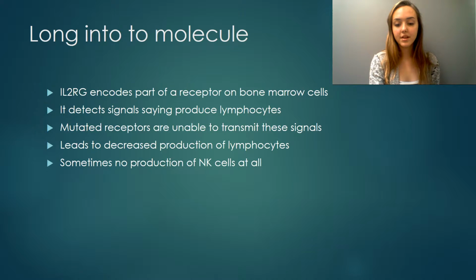Mutations that prevent enzymes from bonding to it or don't allow it to function otherwise will eventually lead to a decreased amount of T and B cells. It also often leads to no production of NK cells at all, which is harmful to the human.